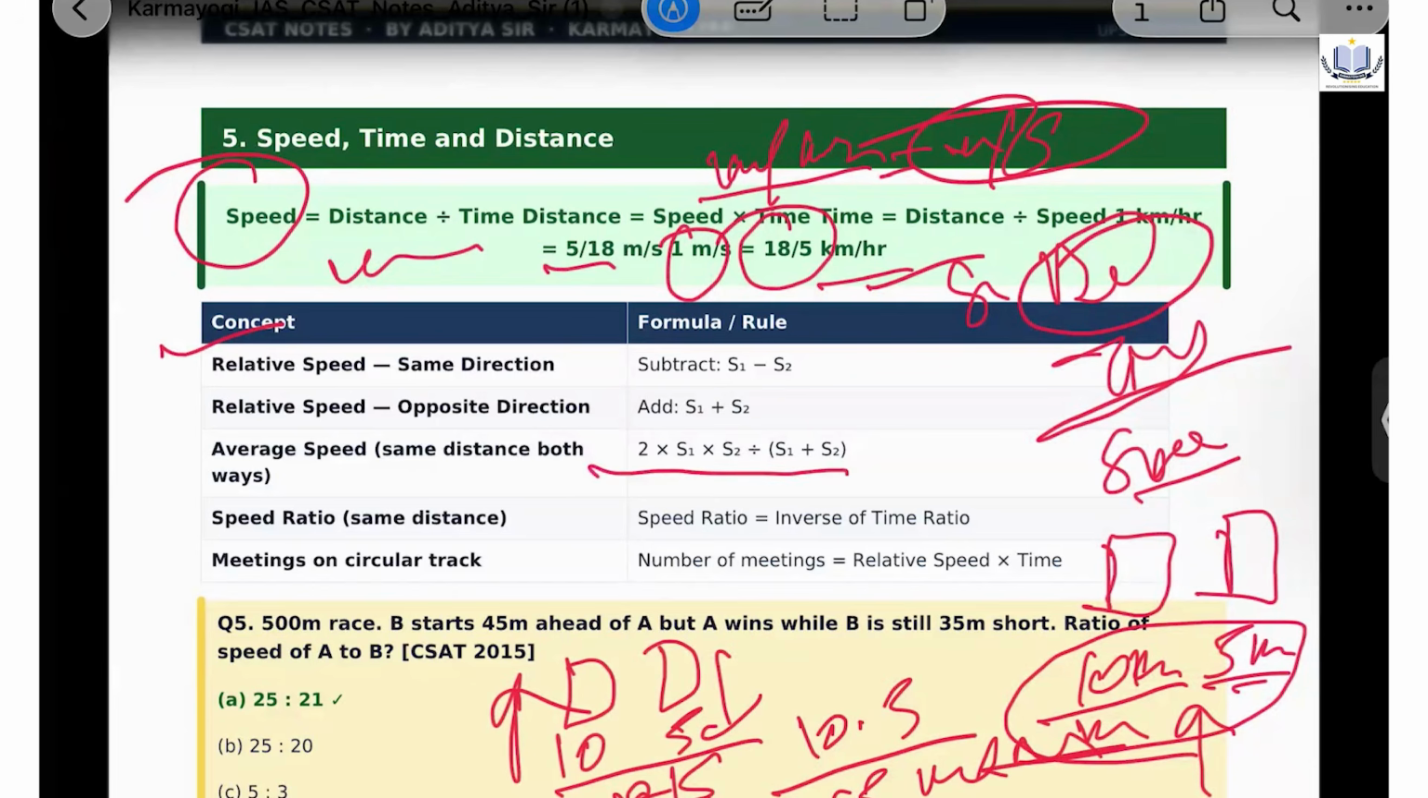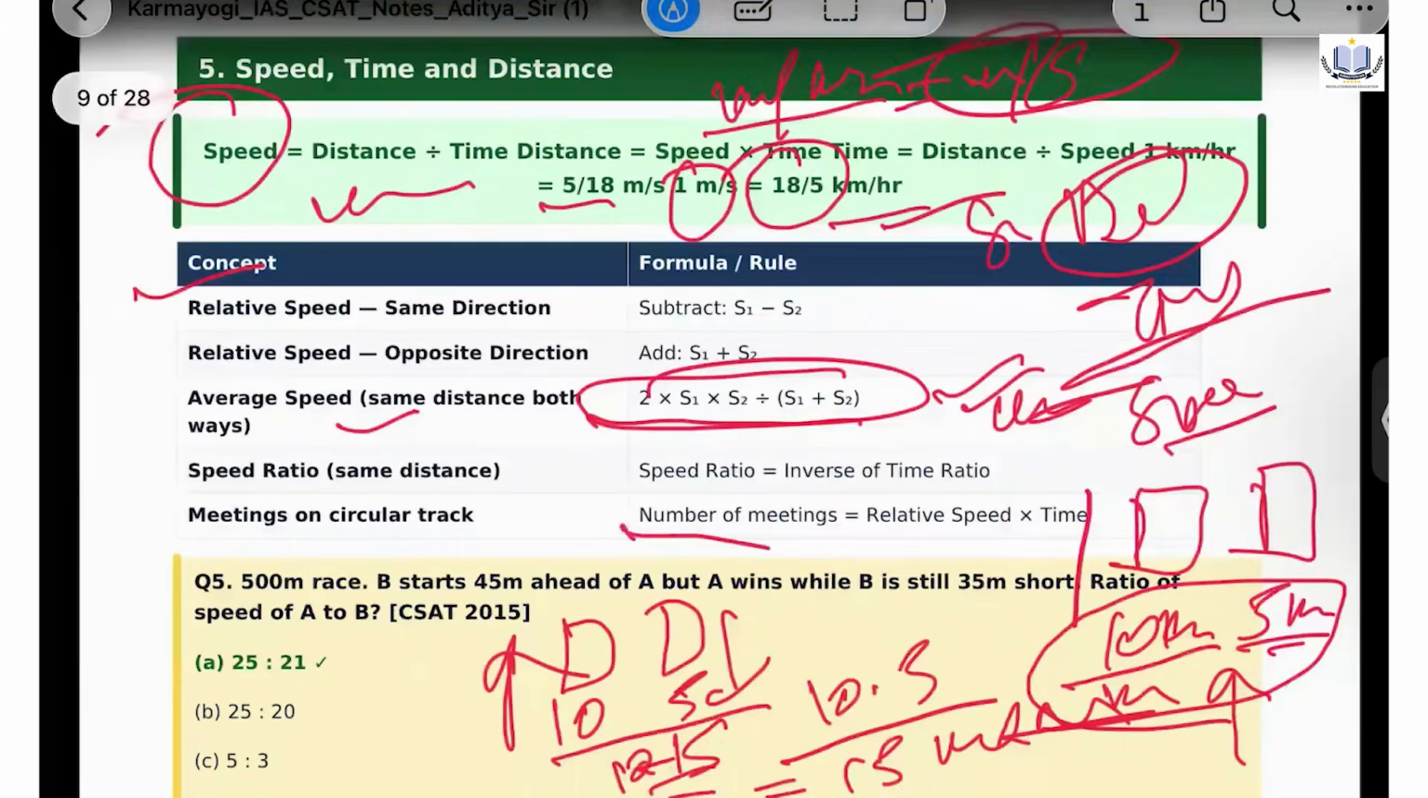And when the average speed same distance है both ways में, we will try to understand it with the question, तो ज्यादा समझ आएगा. अभी if I will tell 2s1 s2 divided by s1 plus s2, then you will get confused. Okay? I am assuming that you are not good in mathematics. That is what I am assuming. Okay. If you are good in mathematics, then तो fine, you must be knowing it.